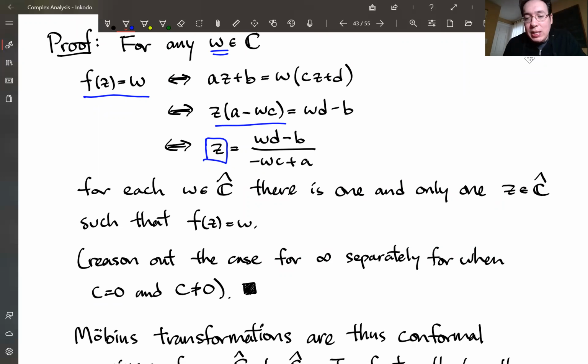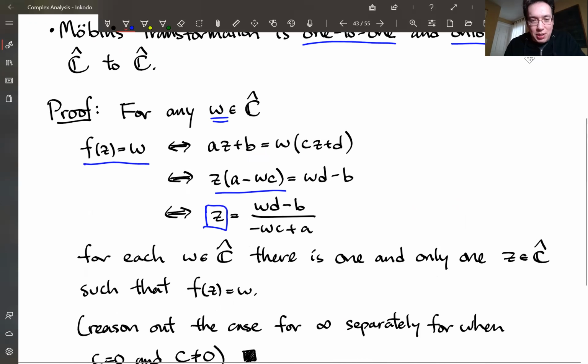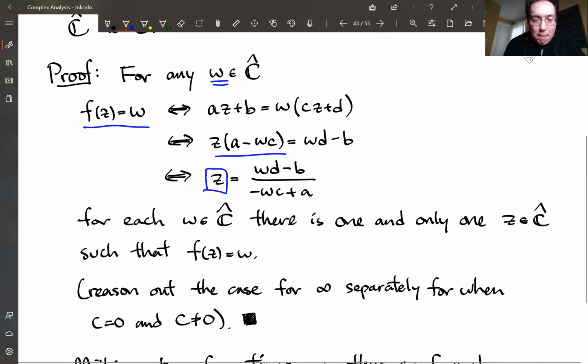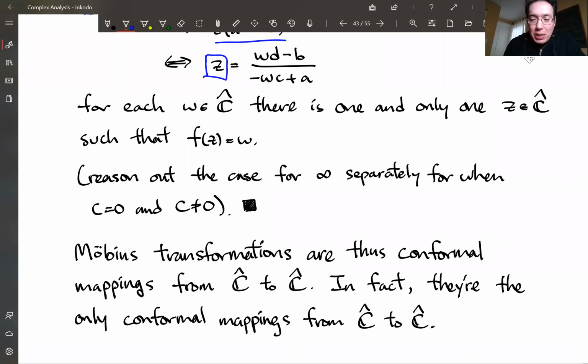You have to reason out the case where you're plugging in infinity. So you have to worry about that. If c is non-zero, this computation will work. If c is equal to 0, then you have a linear function, so when you plug in infinity, you get infinity out. So Möbius transformations are conformal mappings from the extended complex plane to itself.